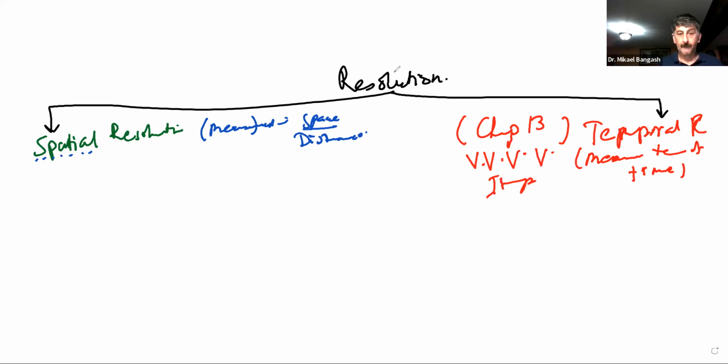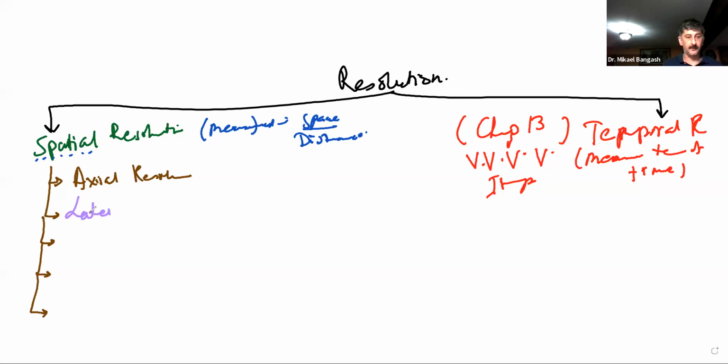Now, girls, when you say spatial resolutions, primarily when we talk about spatial resolutions, we are going to have some different types of spatial resolutions. Two of them is what we have in this chapter here. So the first one we can say is going to be your axial resolution. The next one is going to be what we call the lateral resolution.